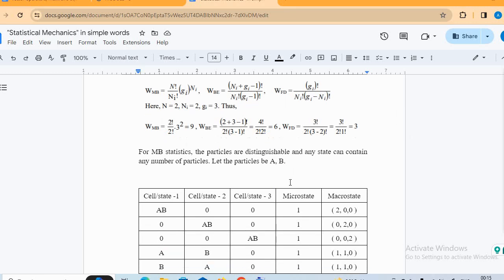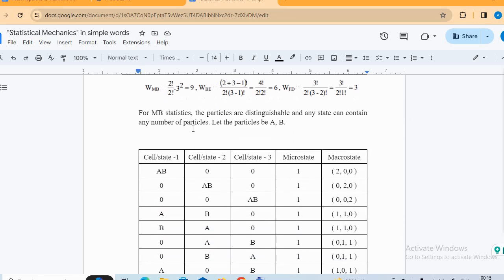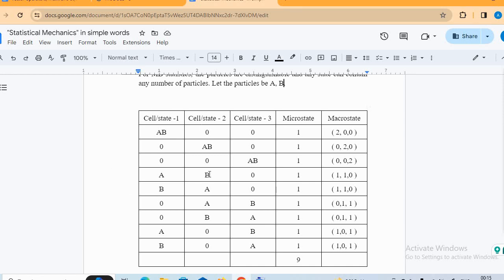So, let me just add this. For Maxwell-Boltzmann statistics, these are Boltzmann particles. They are distinguishable particles, they are separable particles. So, we are assuming the particles A and B, and we are assuming the different states or different shells given as cell 1, cell 2 and cell 3. And how can we arrange the particles? It was mentioned that any number of particles can be arranged in any number of states. So, just see, we have taken 9 possibilities up here.